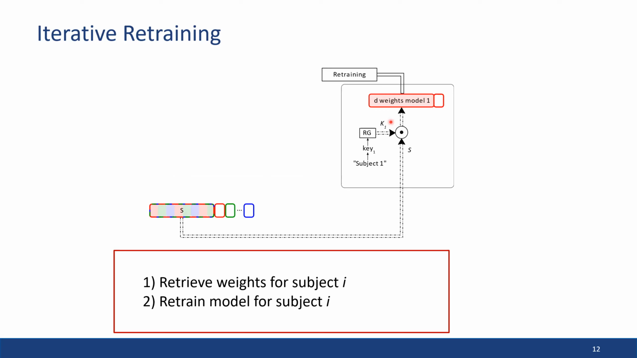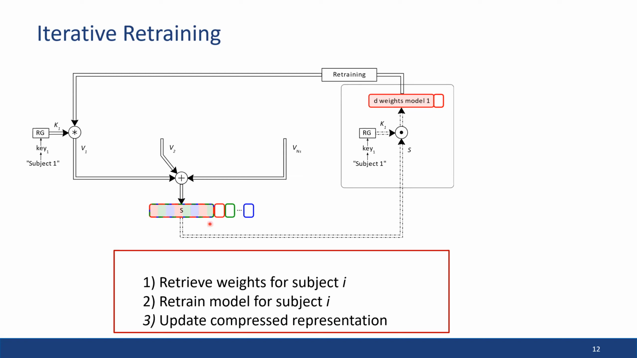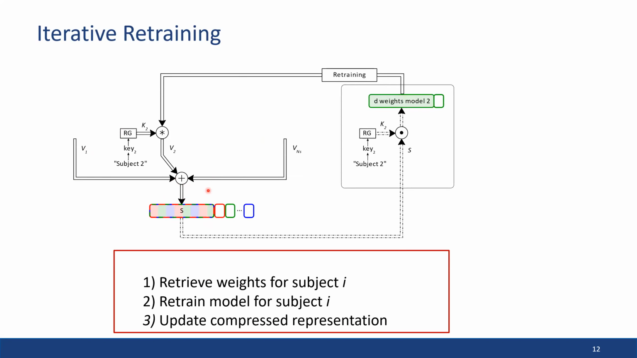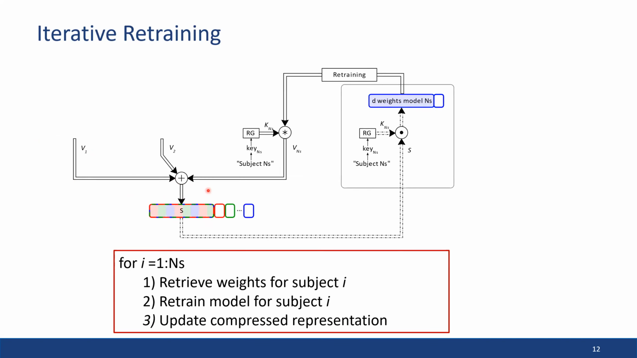So let's say we do 5 epochs and update the model S with the new weights, both from the superposition as well as from the non-compressible weights. And we play this game not only for subject 1, but of course for all of the subjects, and this for multiple retraining iterations.